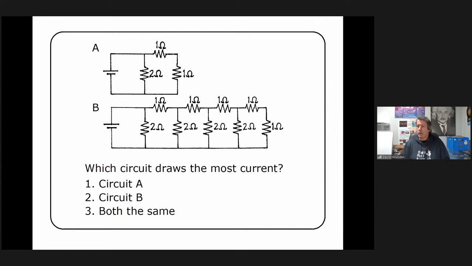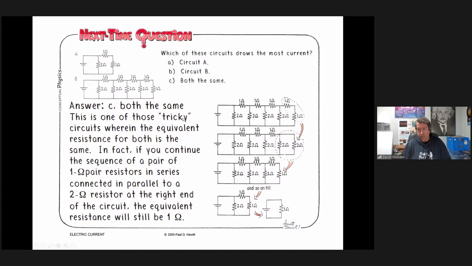Okay, so an interesting little one here. Which draws the most current? They are the same, which is an interesting result. And in fact, you could extend this problem out to having a lot more resistors. But I challenge you to think back about what I said before about how one could understand this more conceptually than just applying resistor rules, the two basic rules that one uses about adding resistors in series and parallel.